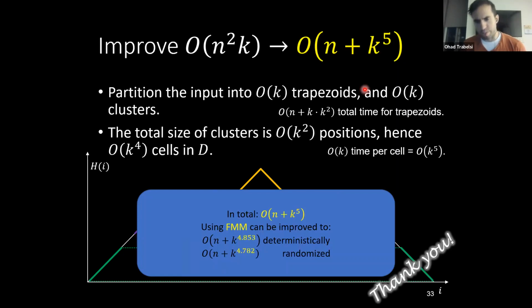I have a question. What do we believe the correct running time should be, n plus k cubed, or what do you think? It's a really good question. The best algorithm we have now for combinatorial algorithms is indeed n plus k cubed. I tend to believe that this should be the right answer, but maybe not. I'm not really sure about it.